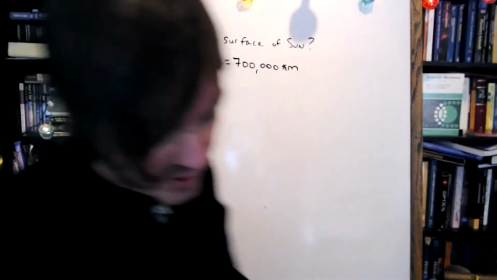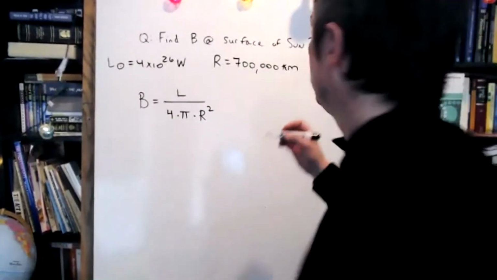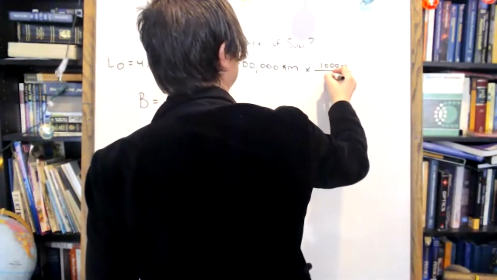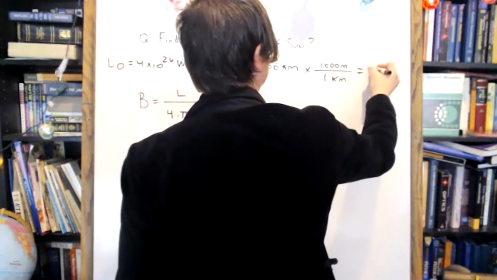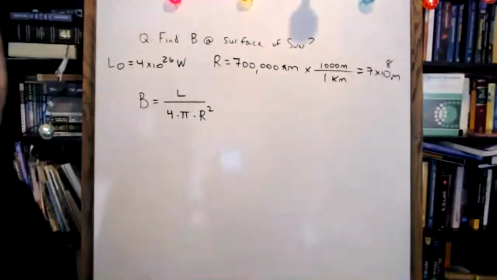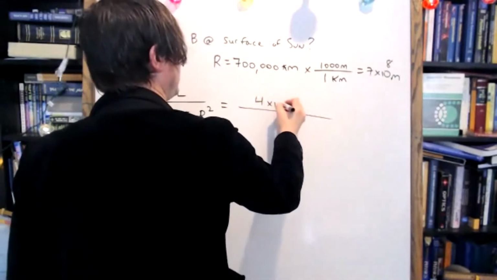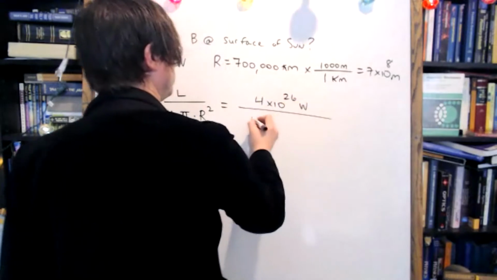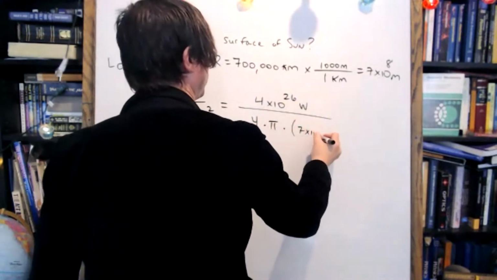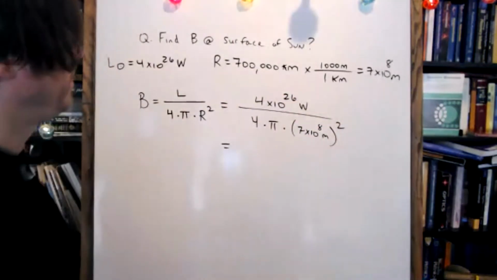We have to convert it to meters. Dimensional analysis. All right, so I don't have time for you guys to do that. So 1,000 meters per 1 kilometer is 7 times 10 to the 8 meters. Okay, let's plug it in. 4 times 10 to the 26 watts over 4 times pi times 7 times 10 to the 8 meters squared. Punch them up.